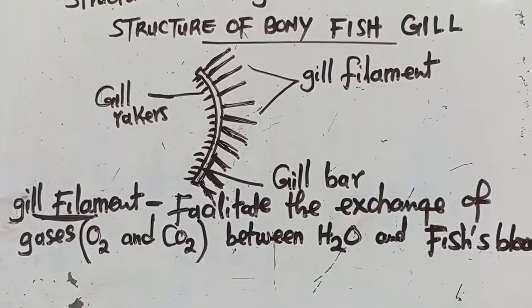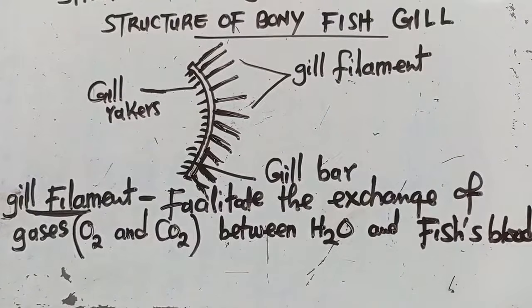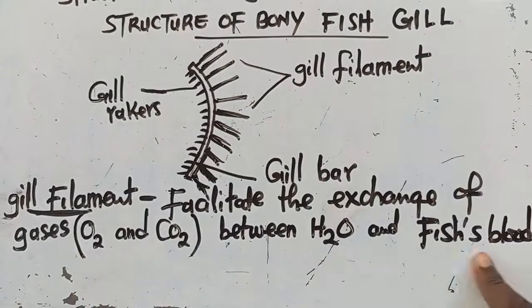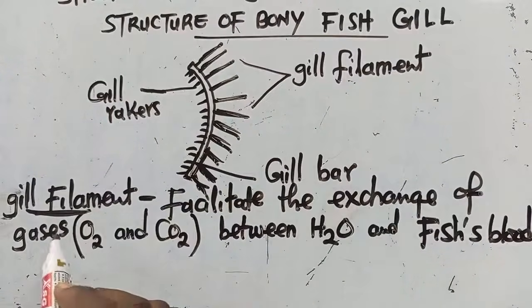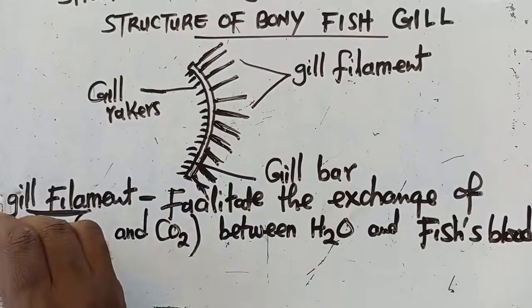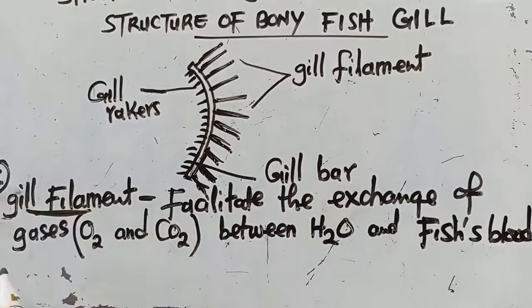This is something you are supposed to get. If I ask you what is the function of the gill filament, you are supposed to tell me their function is just to facilitate the exchange of gases. The gases are these two, oxygen and carbon dioxide, between the water and the fish's blood. This is the first one that we need to know.